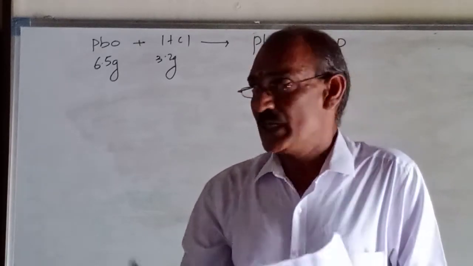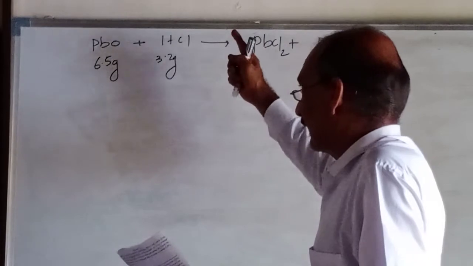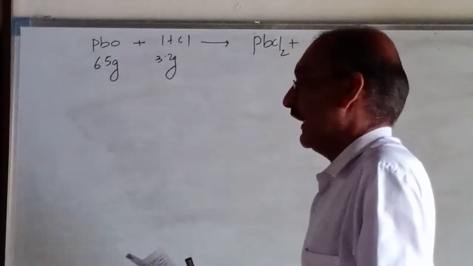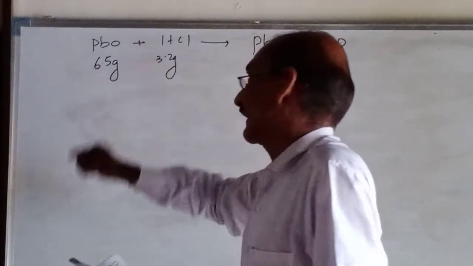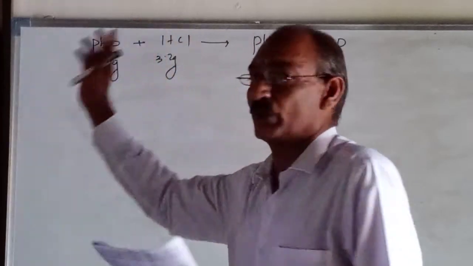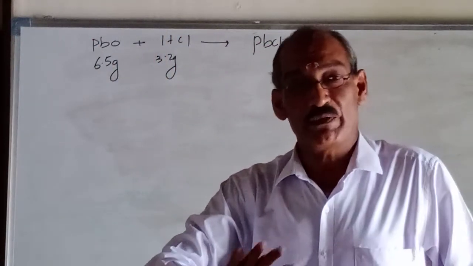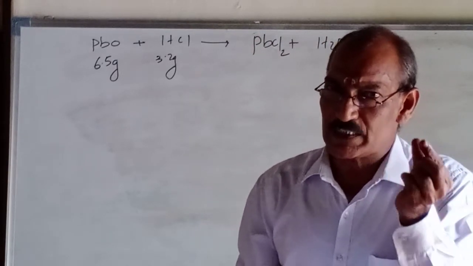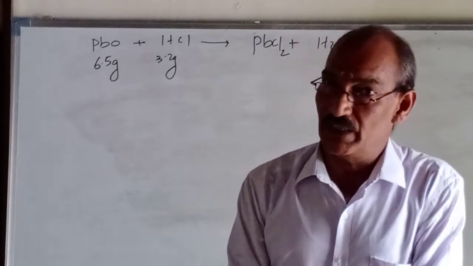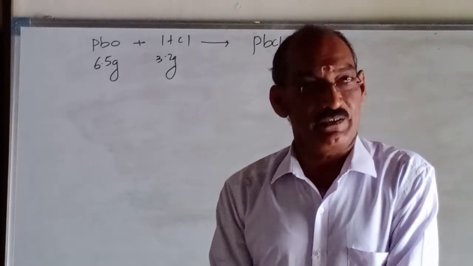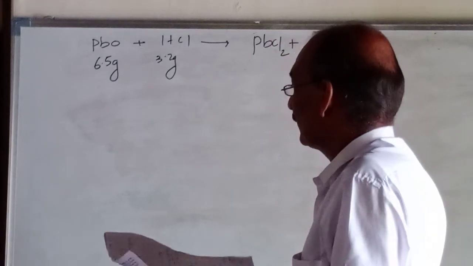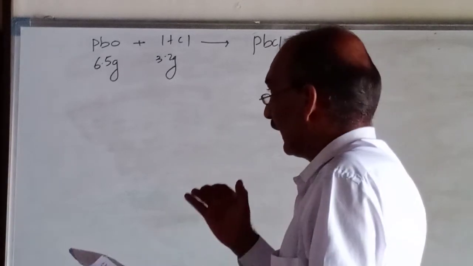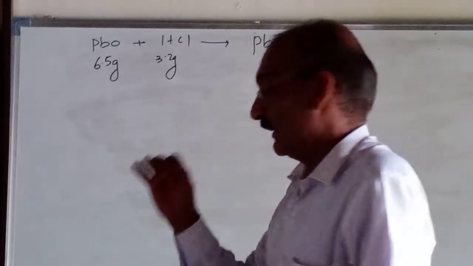Question once more I will read. 6.5 gram lead oxide is treated with 3.2 gram hydrochloric acid to produce lead chloride and water. In this reaction, which one of the reactants, that means either lead oxide or hydrochloric acid, is completely consumed during the reaction? What is the meaning of that? Completely consumed reactant is the limiting reactant or limiting reagent. So first of all, we write the equation, then balance the equation. Based on that only we can find which is the limiting reagent.